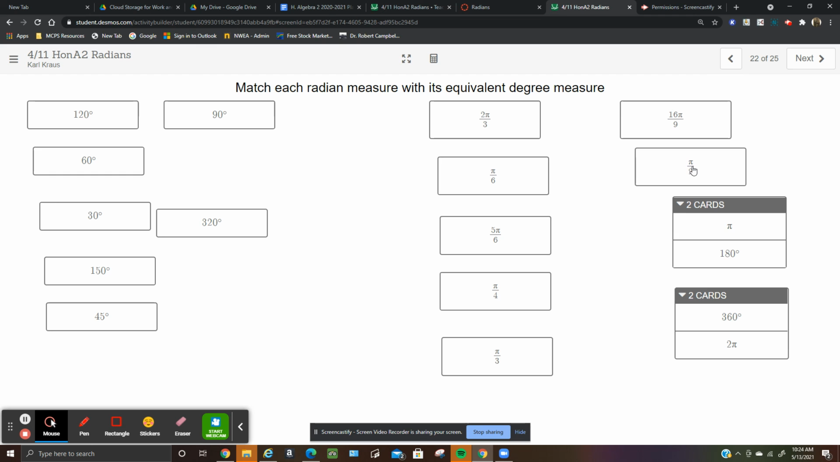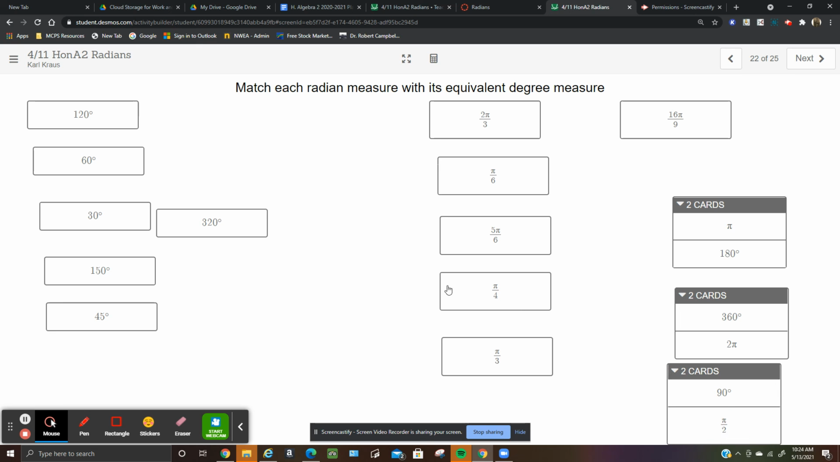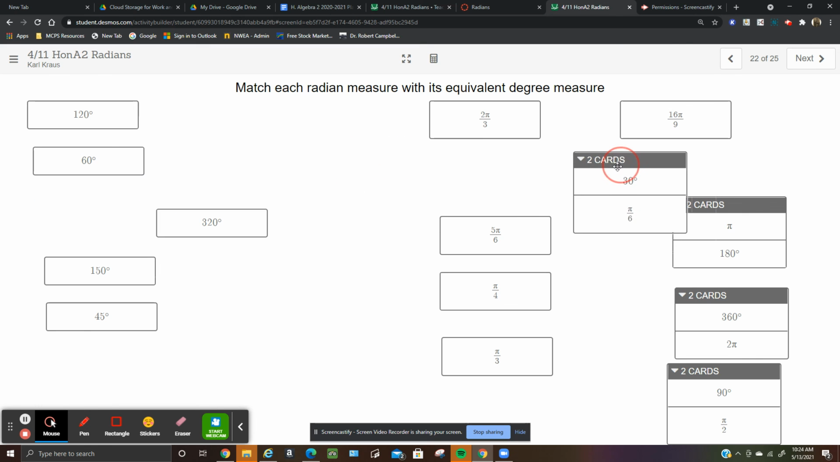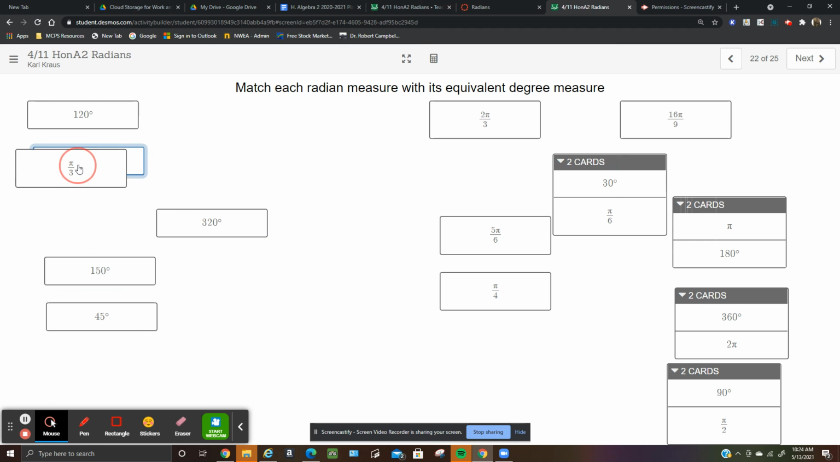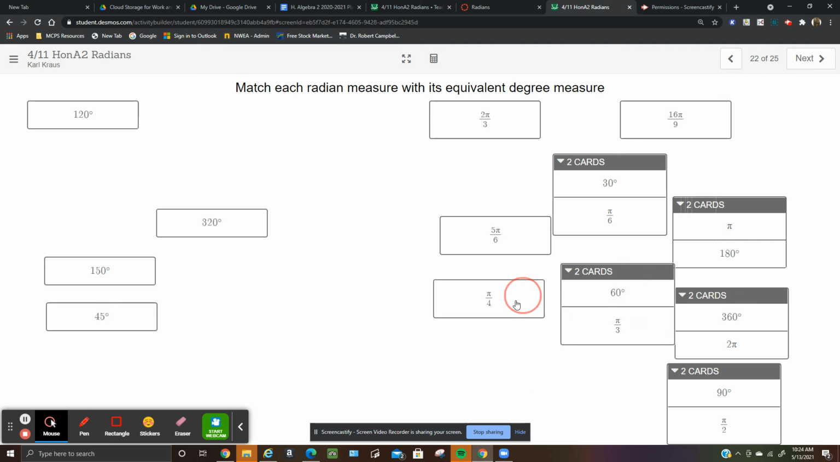And then if I substitute, 180 divided by 2 is 90. So that one goes there. 180 divided by 6 is 30. 180 divided by 3, 60. 180 divided by 4 is 45.